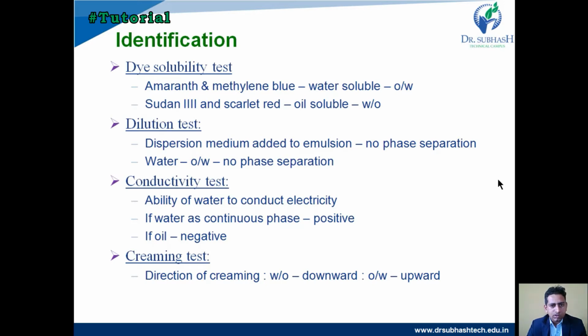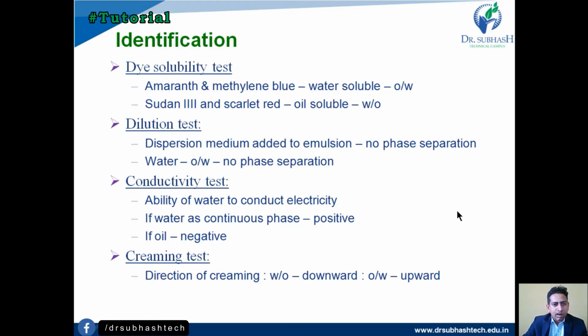Like that, Sudan III and scarlet red are oil soluble, that's why they give red color to a water in oil emulsion. If it does not give red color to our emulsion, then we can say it is an oil in water emulsion.